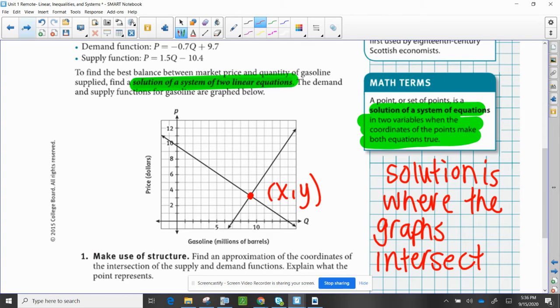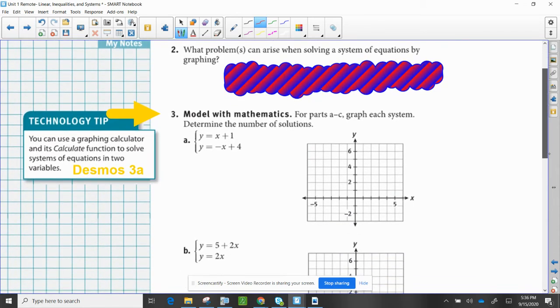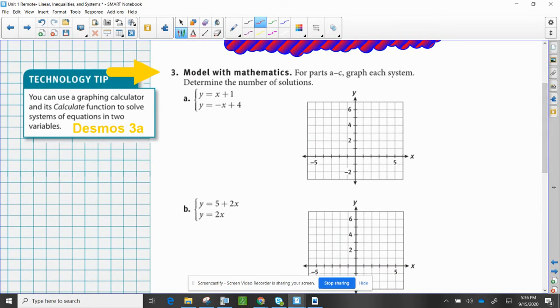Today, since we're graphing, we're just going to pick out that ordered pair, and that's going to be our solution. I'm just going to jump to question 3 here. We're going to come back to question 2 and why it's important, but we're going to graph the equations in parts A through C and look at how many solutions we have for this system. Remember, a system just means you have 2 or more equations in one problem.